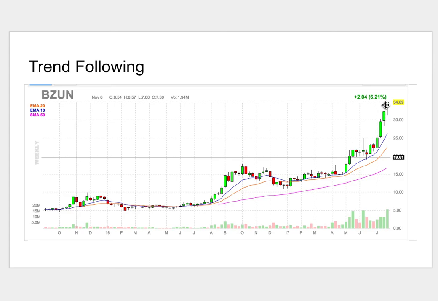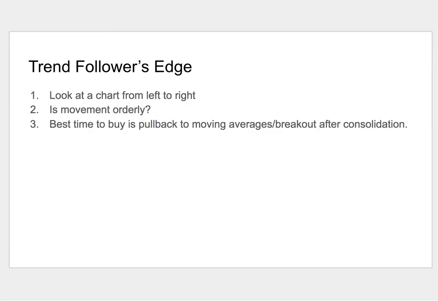So in terms of establishing a trend, it's kind of easy to understand: is there an established trend that you want to hop on? Now the trend follower's edge, as I mentioned, is taking a look at a chart from left to right. From left to right, you want to see the stock going up. From left to right, you can clearly see the stock going down. If you're not able to figure it out, use the moving averages. If it's above the 10, 20, 50-day moving averages, chances are the stock is in a clear uptrend and you want to be buying at pullbacks.